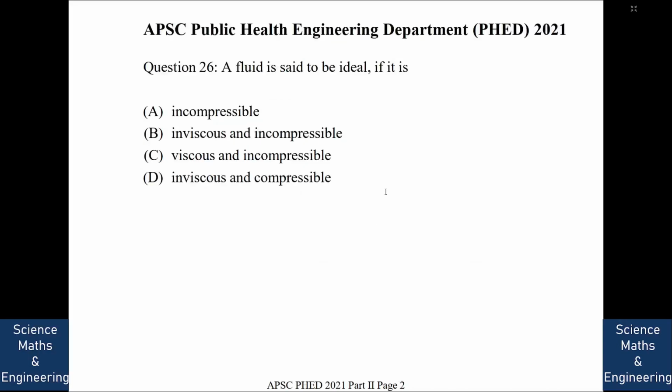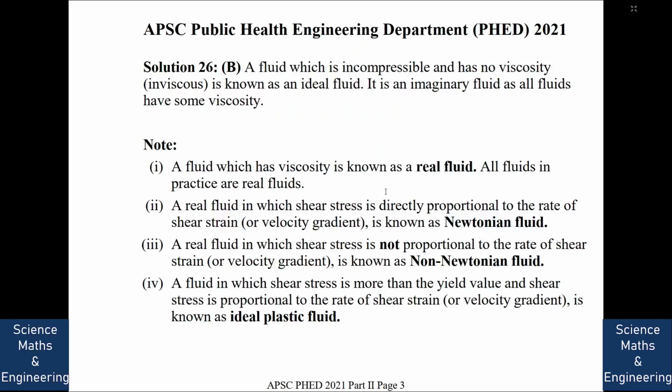A fluid is said to be ideal if it is... So when is a fluid said to be ideal? The answer is a fluid is said to be ideal if it is incompressible and has no viscosity, that is inviscid. So these kinds of fluids are all imaginary fluids, and all fluids that are real have some viscosity. So here I have given some of the different fluids. So we'll go to the next question.